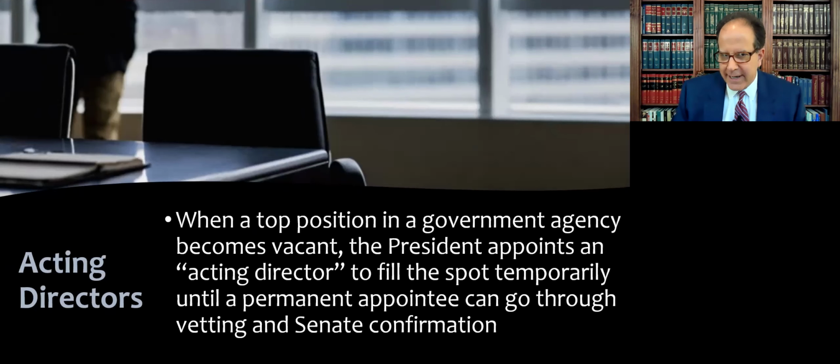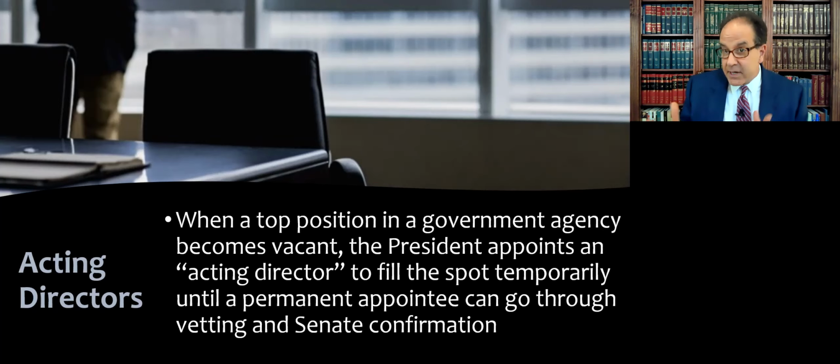So when we talk about an acting director, we mean that a top position in a government agency has become vacant, and then the president appoints an acting director, or maybe someone becomes the acting director automatically, to fill the spot temporarily until a permanent appointee can go through vetting and Senate confirmation.